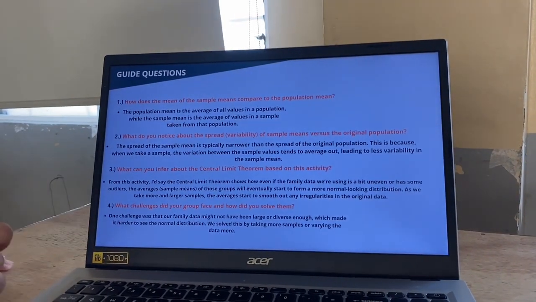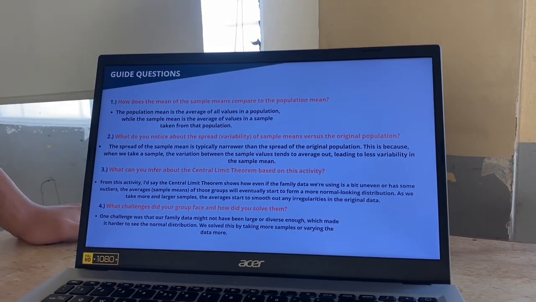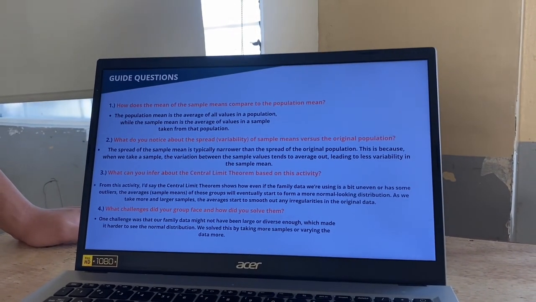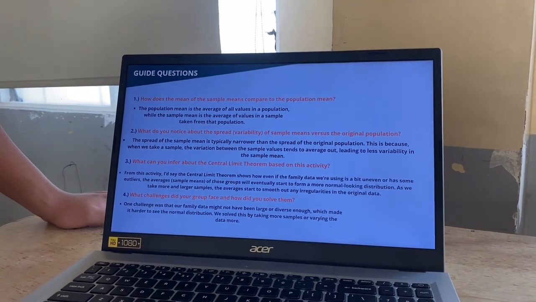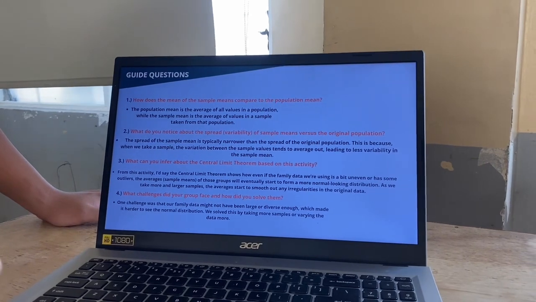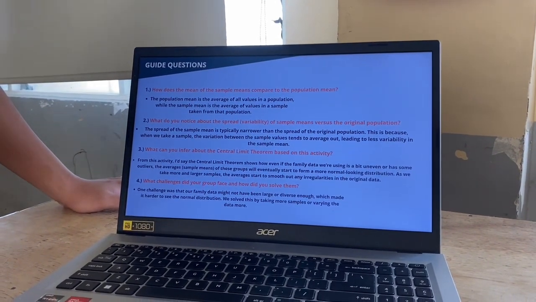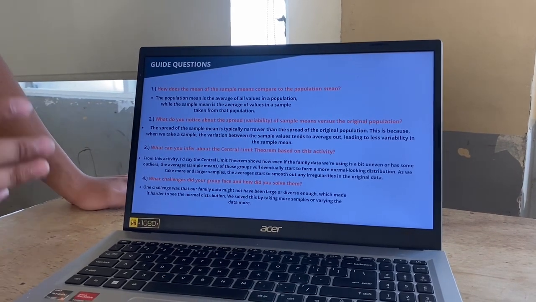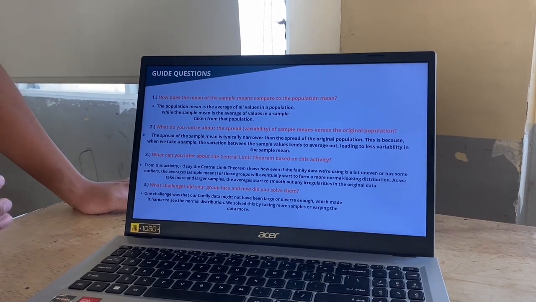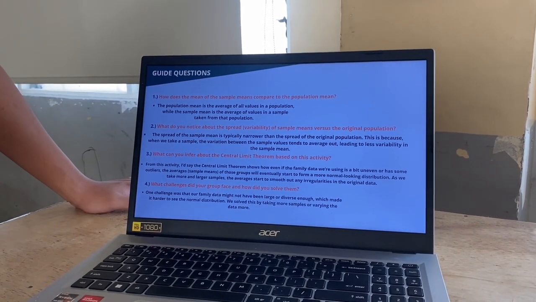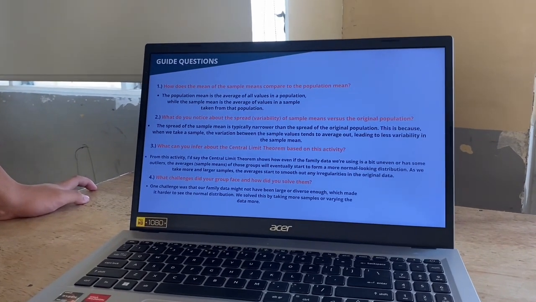What can you infer about the central limit theorem based on this activity? From this activity, I'd say that the central limit theorem shows how even if the family data we're using is a bit uneven or has some outliers, the average of the sample means of those groups will eventually start to form a more normal-looking distribution. As we take more and larger samples, the average starts to smooth out any irregularities in the original data.